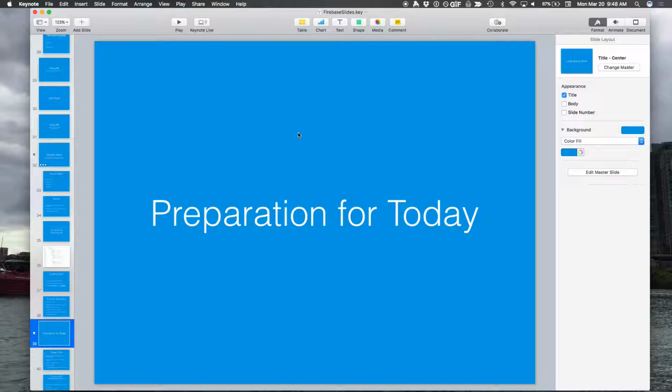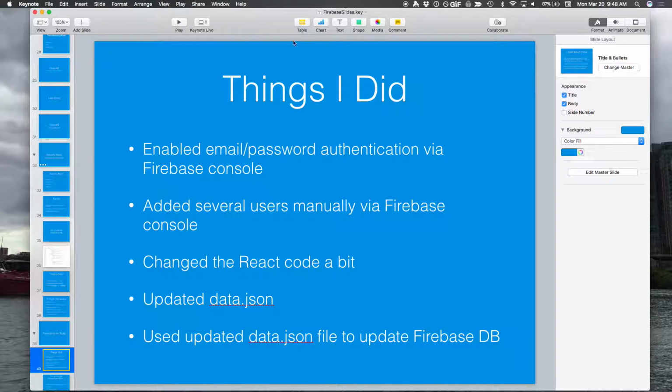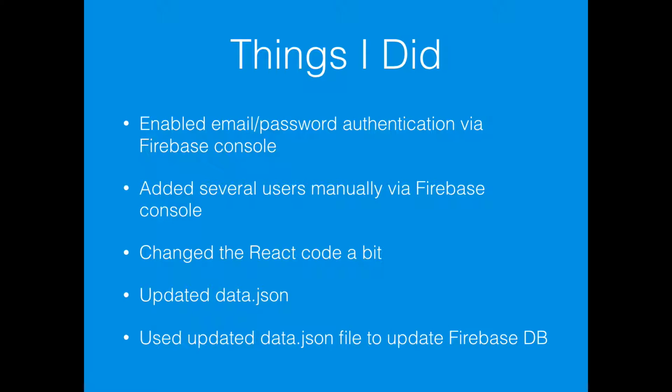In preparation for today, you guys should have gone out and gotten some stuff, but just so you know, there are some things that I did in preparation for today. I always like getting credit for my work, so I'm telling you exactly what I did. I enabled email and password authentication via the Firebase console. I'll go over these steps real quick so you guys can see roughly how to do this if you want to go out and do some auth, since as of right now we don't have time to go into authentication. I added several users manually via the Firebase console, and you guys are going to be using those users.